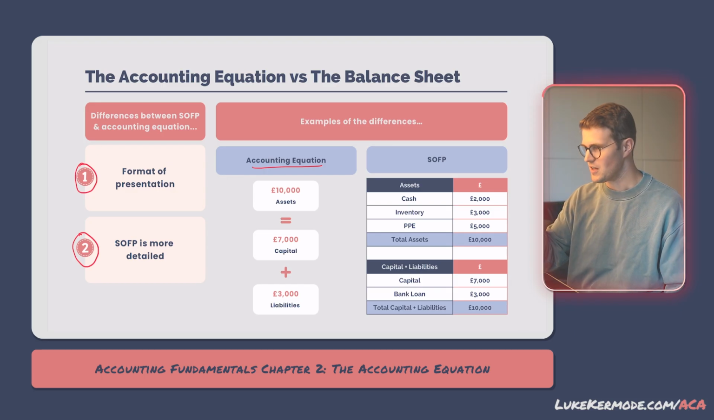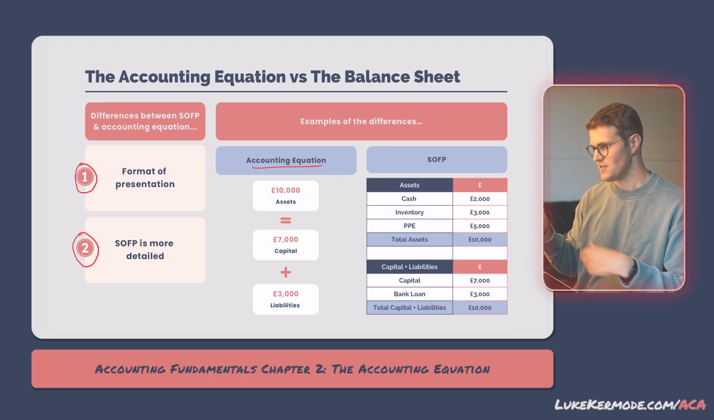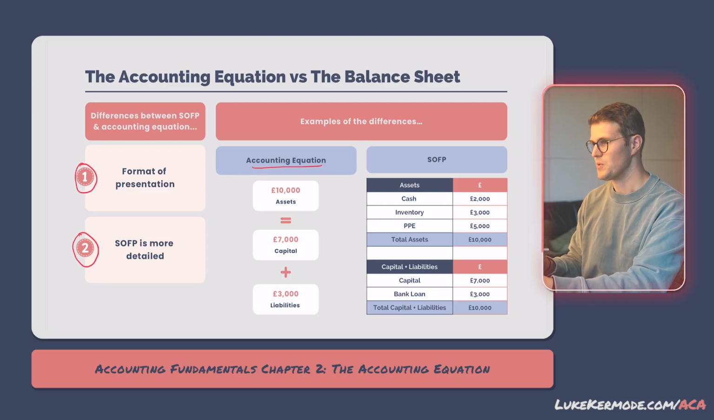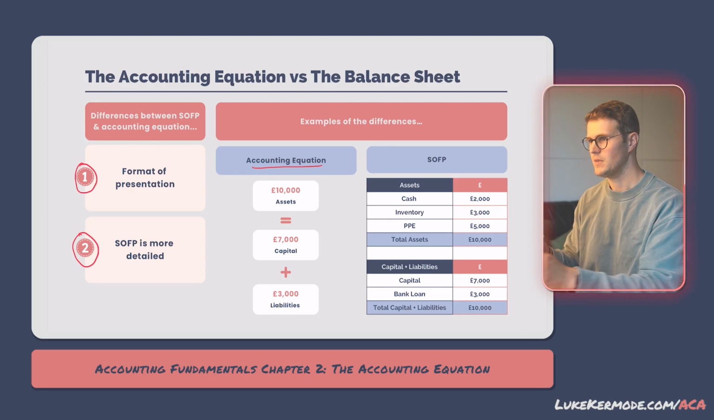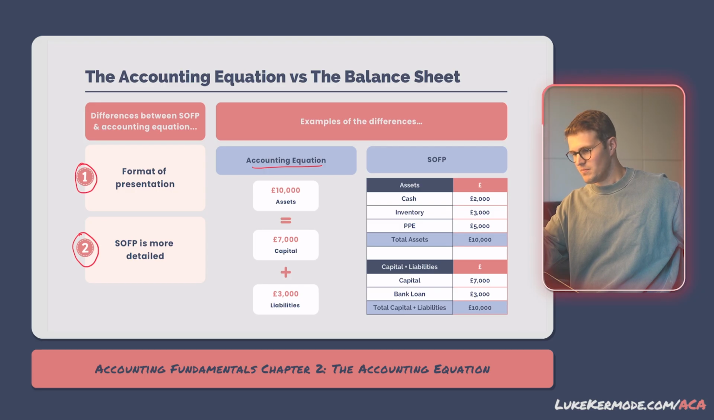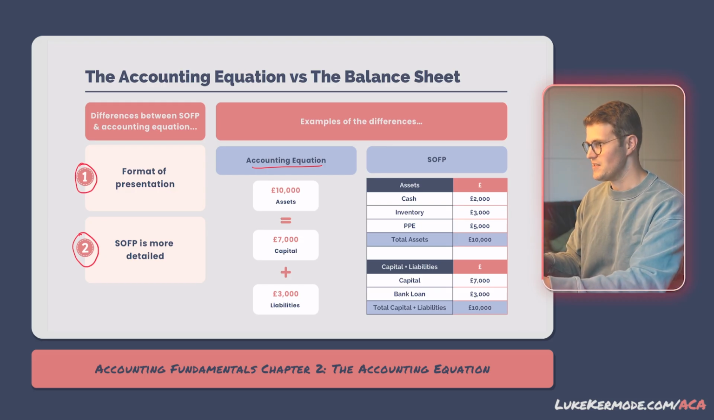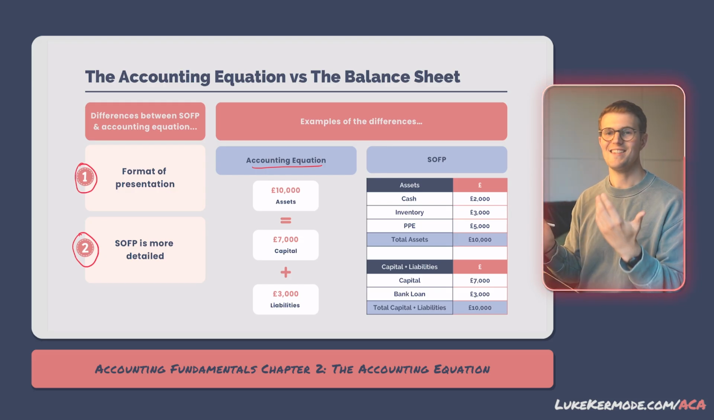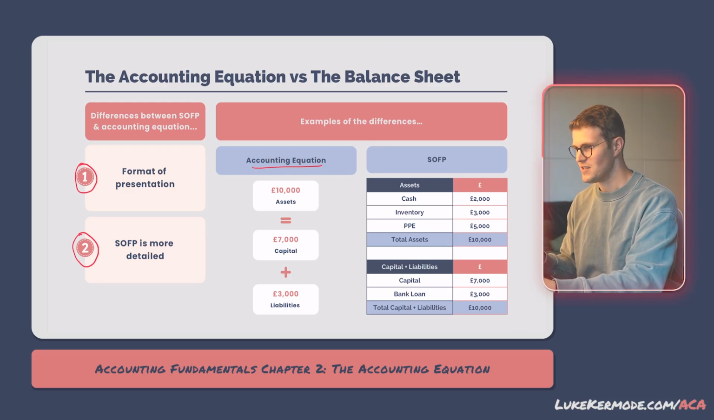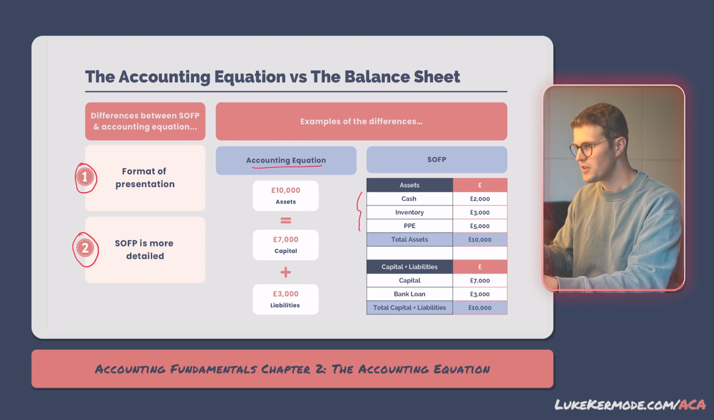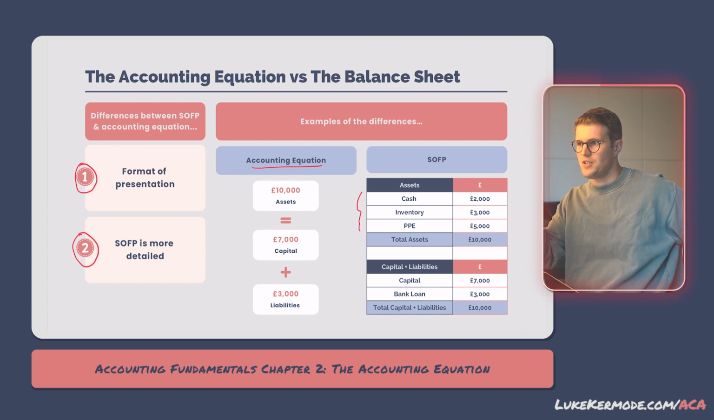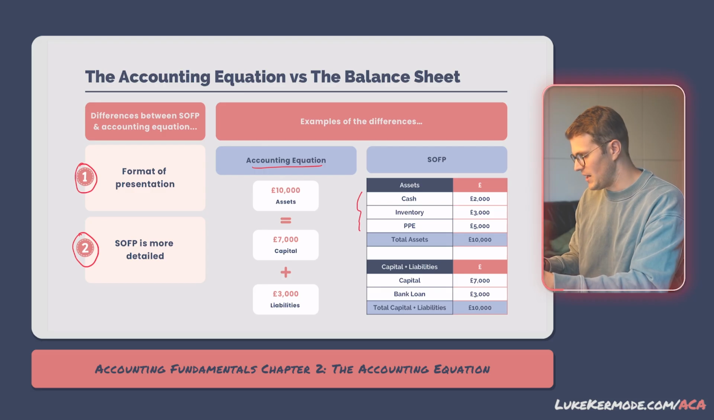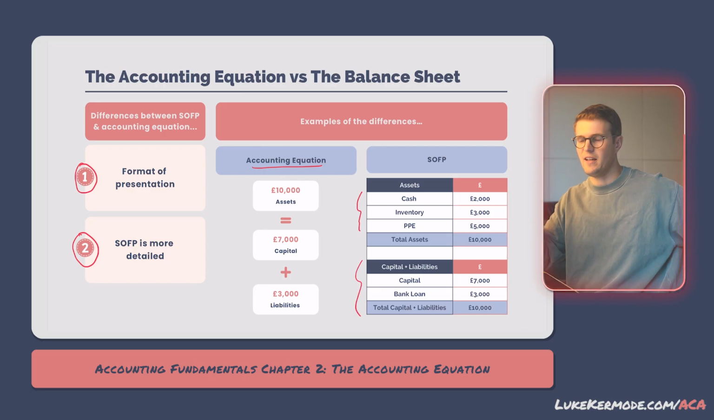So in our example on the slide, we have total assets of £10,000 and these assets are financed using £7,000 worth of capital and a £3,000 loan. It's pretty simple, the accounting equation. That's what it tells you. It's quite high level. Whereas on the other hand, the statement of financial position presents the same information, but in much greater detail. It lists out the assets on one side, and it shows capital and liabilities, i.e. the source of funding, on the other side.